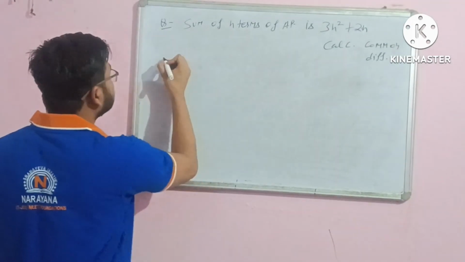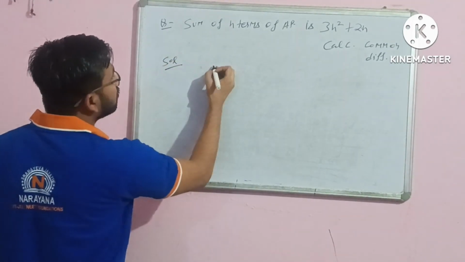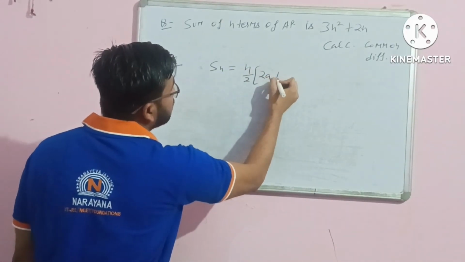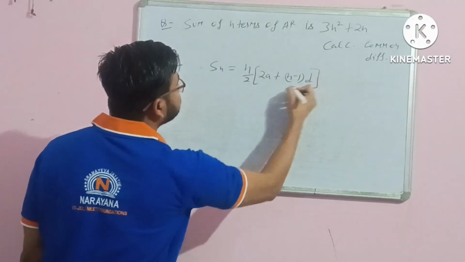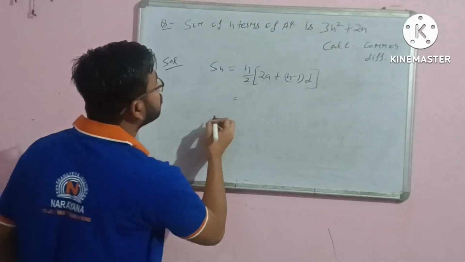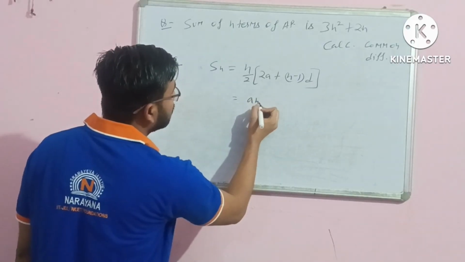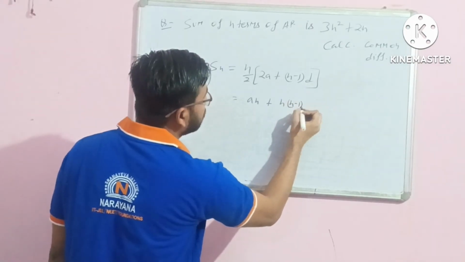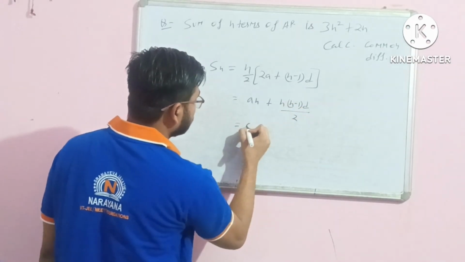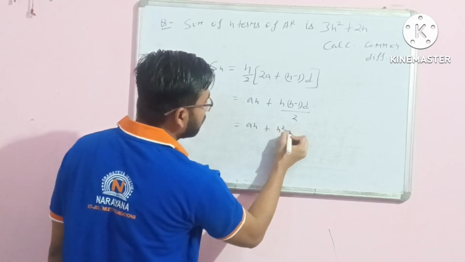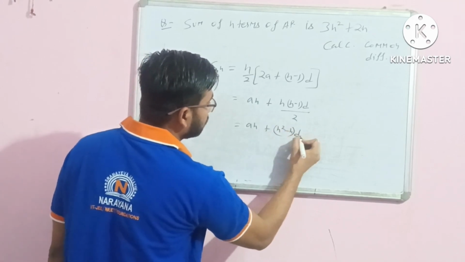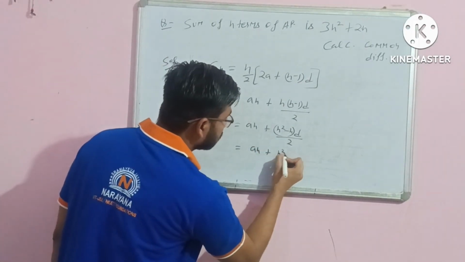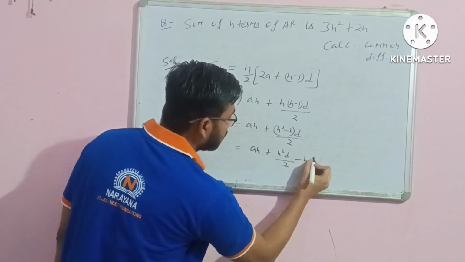So how to calculate? We know the formula, sum of n terms is n by 2 into 2a plus n minus 1 d. After multiplying these values into the bracket, we will get a n plus n square d by 2 minus n d by 2.